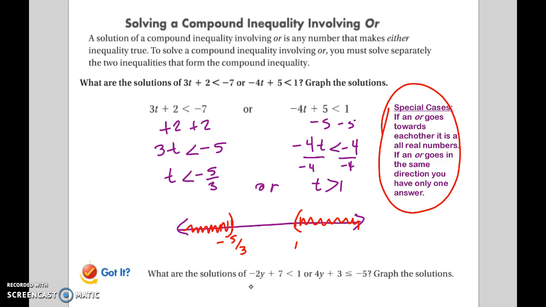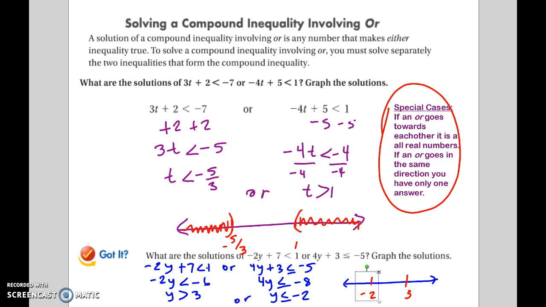Okay, so go ahead and try the problem at the bottom. It is an or. You're going to pause the video so that you make sure that you have enough time to solve it. Okay, so as you can see, you end up with y is greater than 3 or y is less than or equal to negative 2.